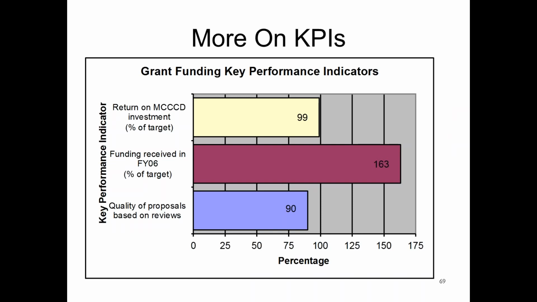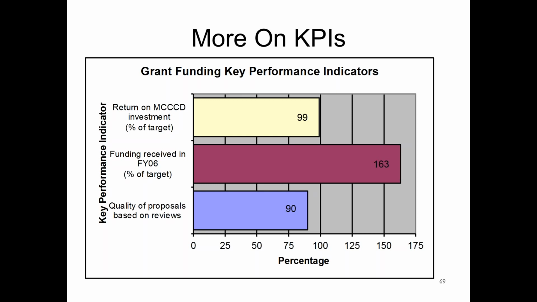Doing these visuals, I took some data. I made up this data a little bit about grant funding key performance indicators. I didn't really do it because it was data I used for our own organization here within the district. What was the return from our community college district on their investment in us? What was the % of target? We had a good year that year. We got very close to 100% of return. Funding received versus target, we're actually ahead of the curve.